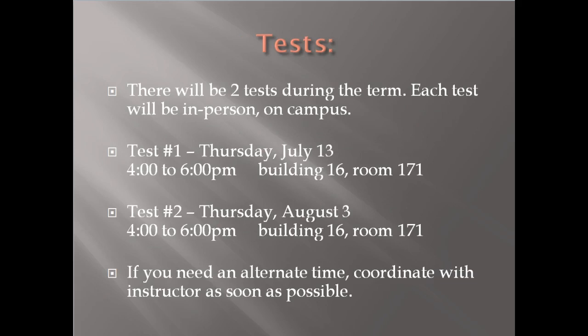Like I mentioned before, 2 tests during the term. One of them will be on July 13th and one of them will be on August 3rd. And if you need to make an alternate time, you need to let me know as soon as you possibly can. So if you know for sure that you're working during that time, or you are out of town on one of those days, let me know as soon as possible so that we can coordinate for other testing arrangements. Similarly, if you live out of the area and you can't make it to main campus, you need to let me know as soon as you can.